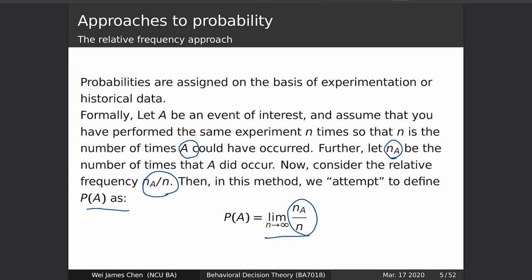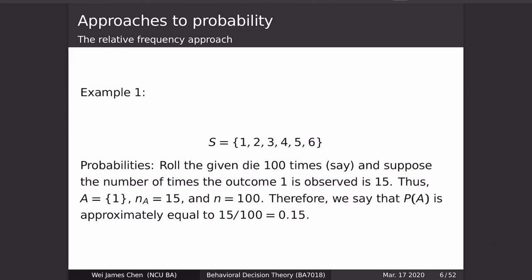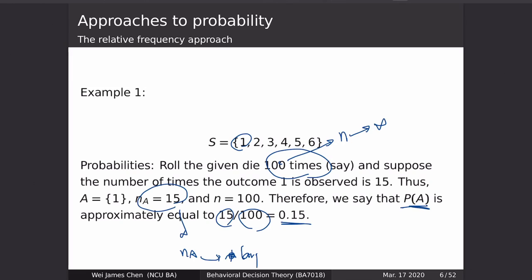The example here is very simple. Again, roll a die, and suppose you roll it 100 times. This is random, so you cannot say for sure how many times the number one will be the outcome. But suppose it happens 15 times; then we define the probability P(A) as 15 over 100, that's around 0.15. This is the n, and this is the n(A). If you increase this n to infinity, so n(A) also goes up very large, then this number will approach something very close to 1/6. That's why this approach can also be used to define probability.